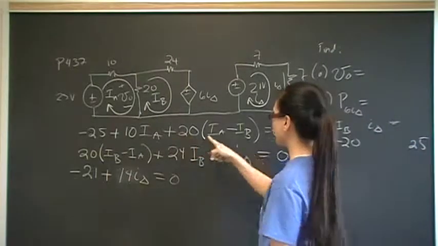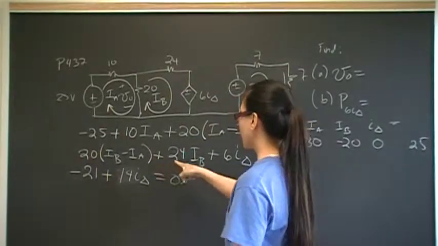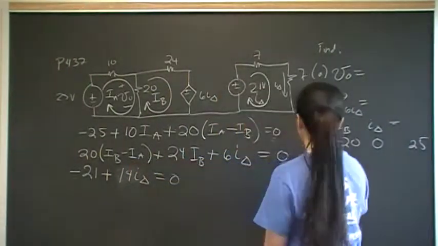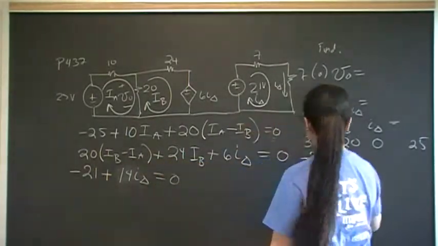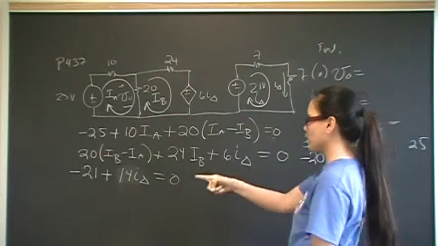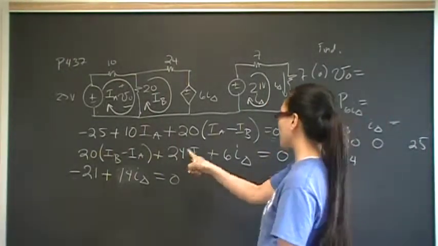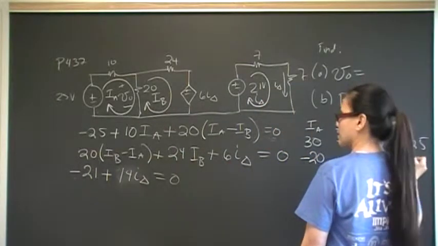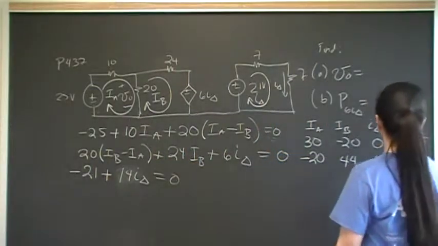And we have 0 occurrences of I delta there, so we're going to put 0 there. Now, in mesh at IB, we have negative 20 for IA, and then for IB, we've got 20 plus 24, so that's going to be 44. And then for I delta, we have an occurrence of 6. And constants, do we have any constants? We have no constants, so that will be 0 there.